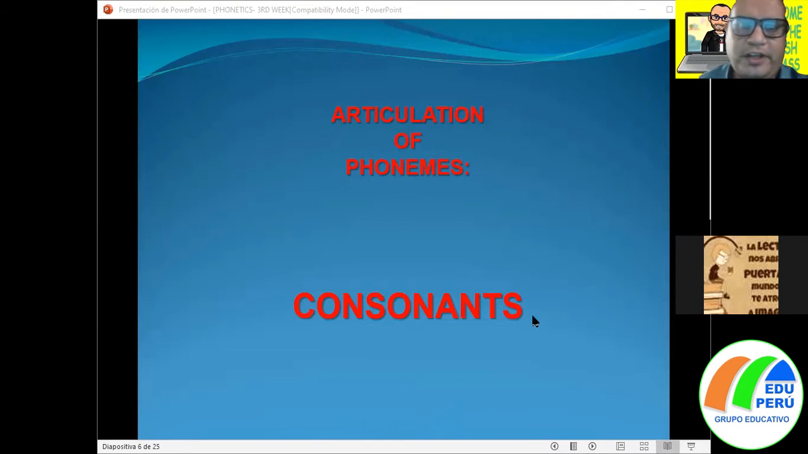Okay, so we can continue with the class. Today we're going to talk about consonant sounds. We were talking about consonants in the last session, and we were giving some characteristics.